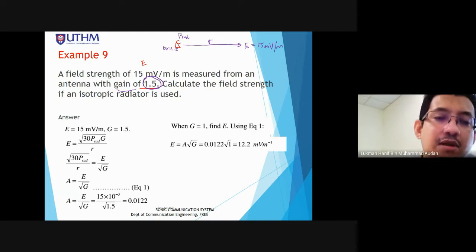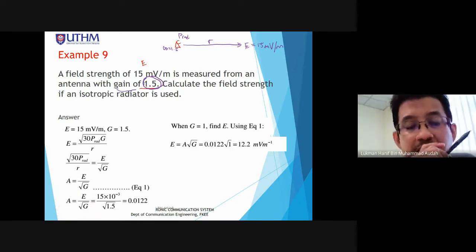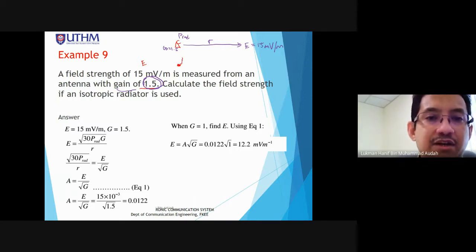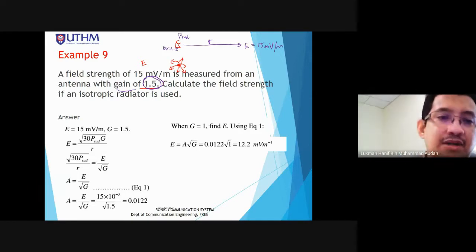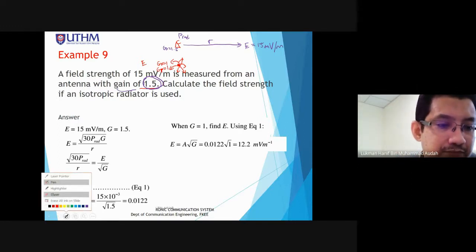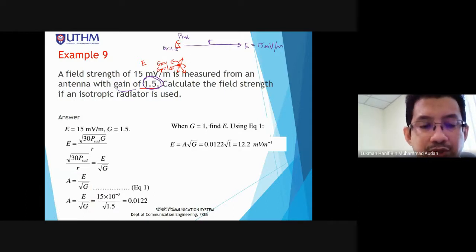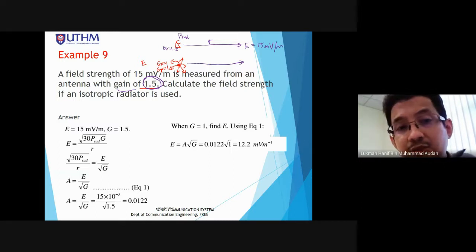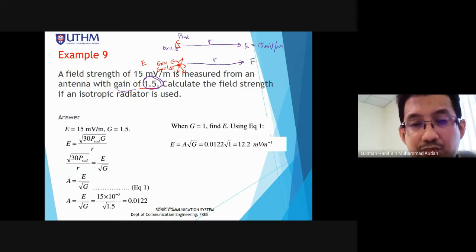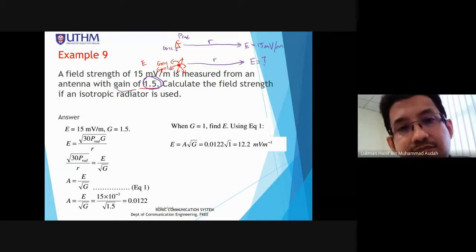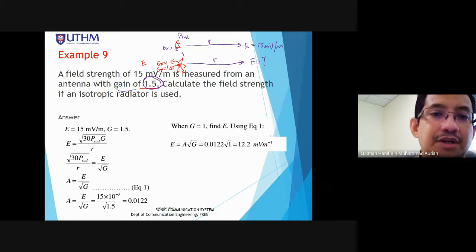Now the question say that macam mana seandainya kita gantikan antena ini dengan isotropic radiator. What if we change this antenna with isotropic radiator? Yang mana isotropic radiator ini kita dah faham bahawa dia punya directivity gain sama dengan 1, power gain juga bersamaan dengan 1. So now the issue is, soalannya adalah berapakah E-field yang dihasilkan oleh antena ini, isotropic antena, pada jarak R, dengan menganggap bahawa P radiation adalah sama.